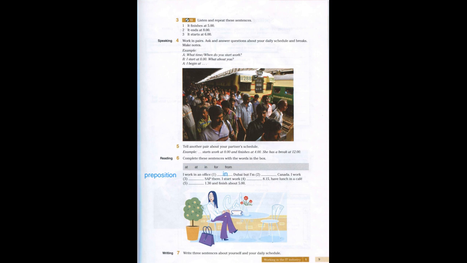But I am blank Canada. So if you want to state from where do you come? We have been learning this since elementary school. So I'm from Saudi Arabia. So if you want to state from where you come, you use the preposition, of course, from.